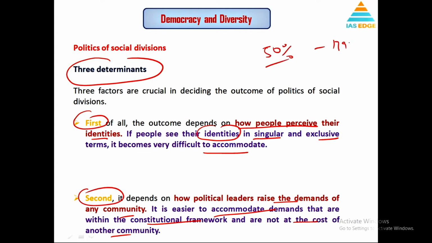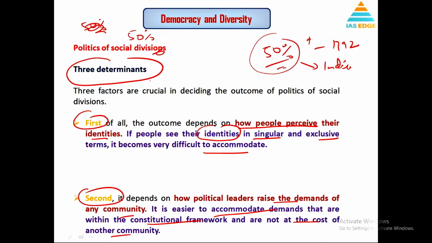The second scenario is how well political leaders raise the demand of any community. When you say these people need to be given reservation, how are you able to do that? You are able to bring a mechanism, or highlight the problems, and make people believe there is a problem. It is easier to accommodate demands that are within the constitutional framework and are not at the cost of another community.